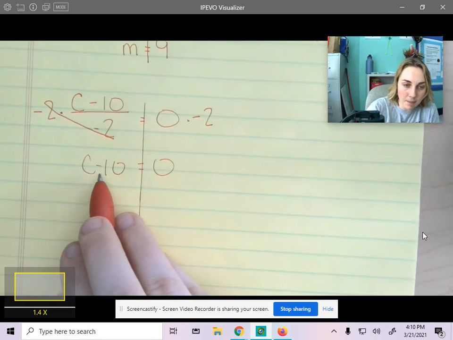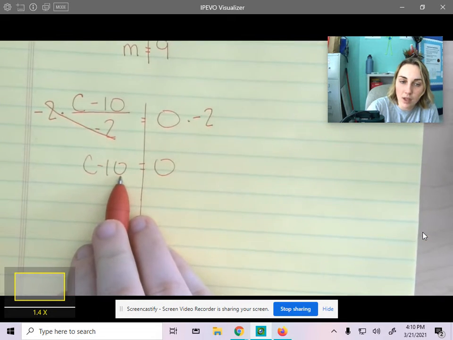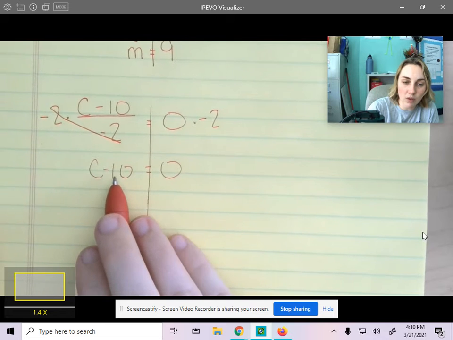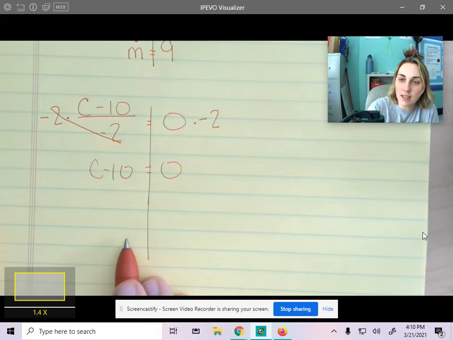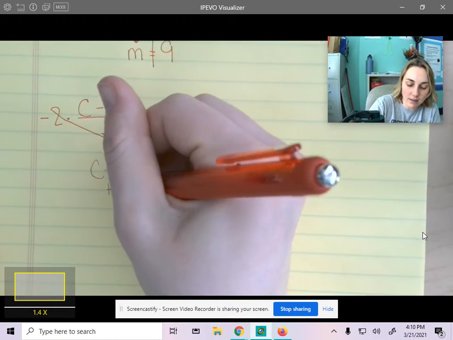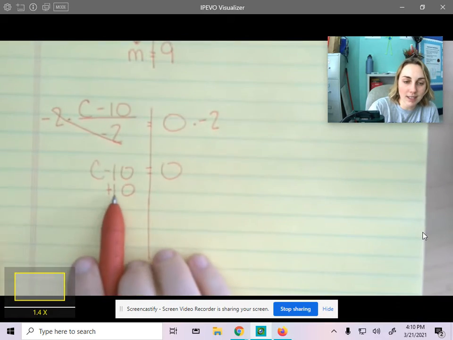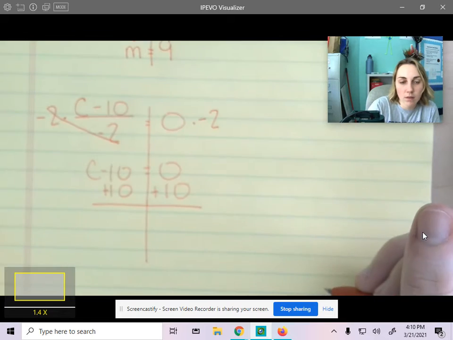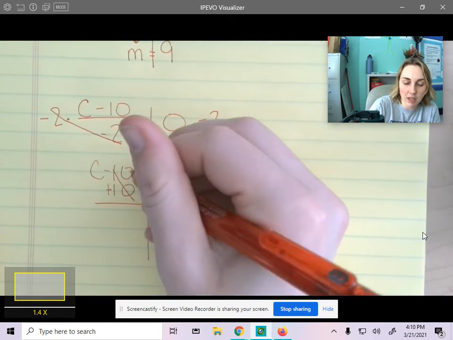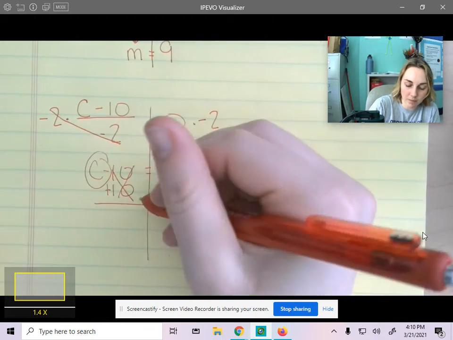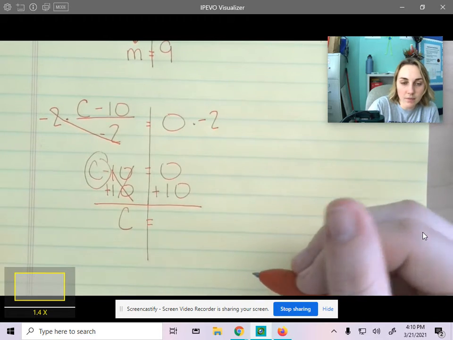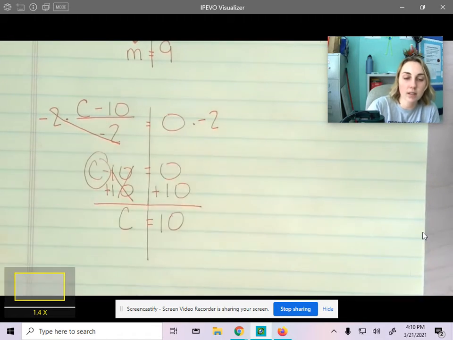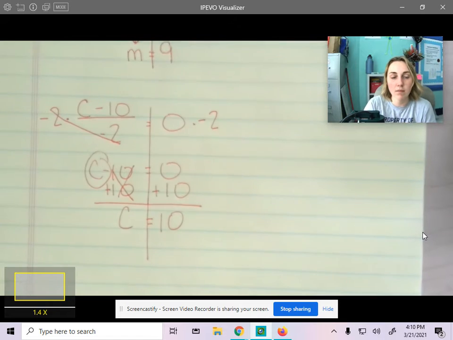I have c minus 10. So what I want to do here is the opposite of subtracting 10 from c. So I need to add 10. And if I do that on one side, I need to do it on the other side as well. Well, these cancel out. They're opposites, leaving me with just my variable. So I'll bring it down. 0 plus 10 is going to give me 10. So c should be equal to 10.